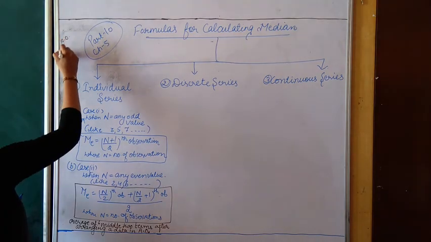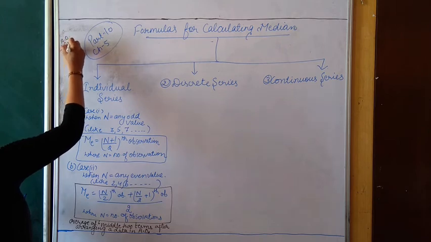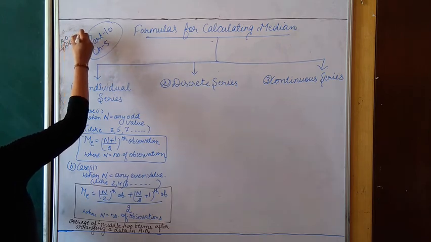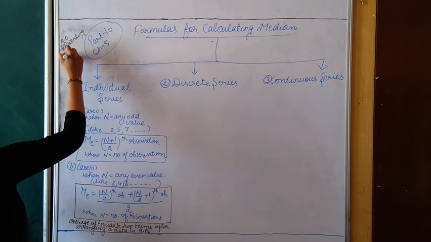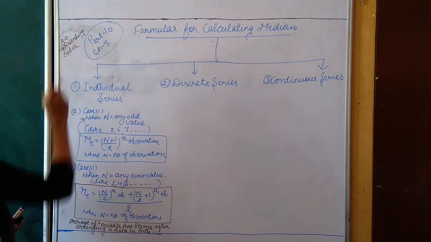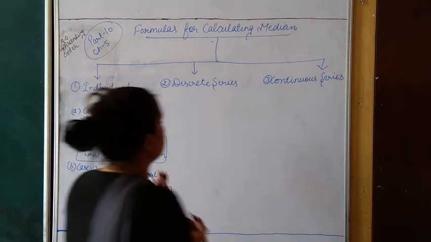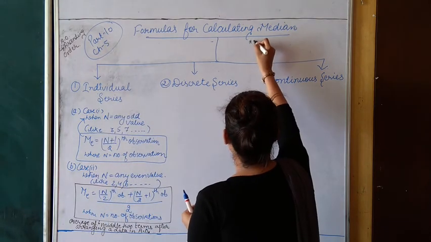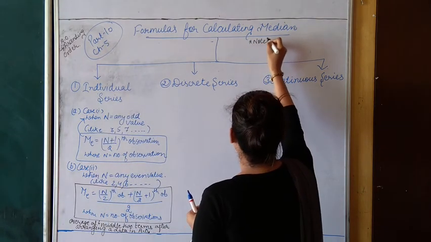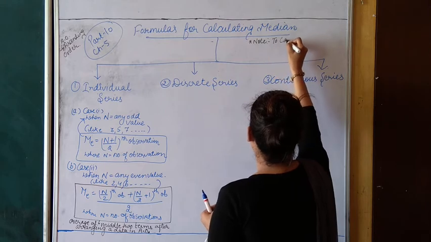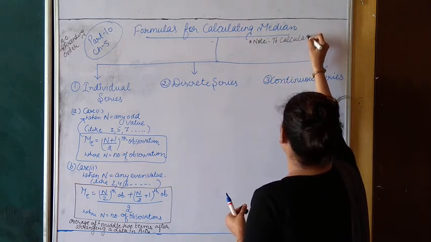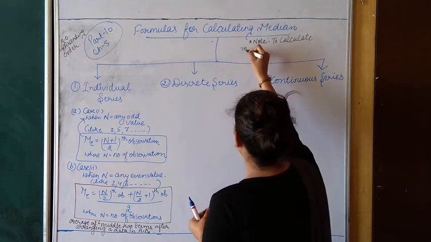I'm writing here because space is not there: AO means ascending order. Clear? This is your AO, and I also want to make a note that I am writing over here. Note: to calculate median.